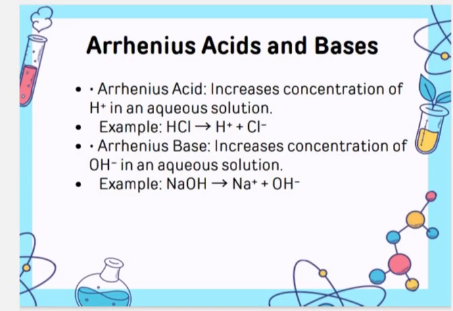I will explain what are Arrhenius acids and bases. An Arrhenius acid increases the concentration of hydrogen in an aqueous solution. An example of an Arrhenius acid is hydrochloric acid. The next one is the Arrhenius base. An Arrhenius base increases the concentration of hydroxide in an aqueous solution. An example is sodium hydroxide.